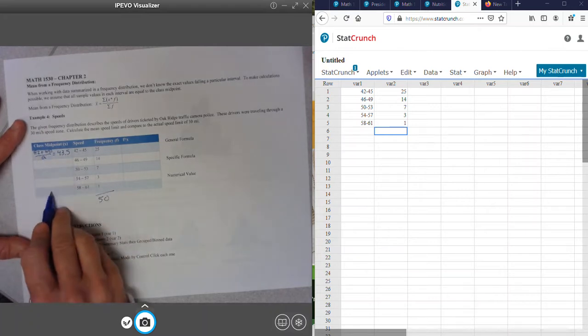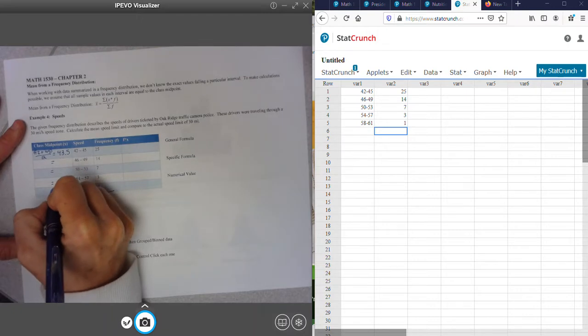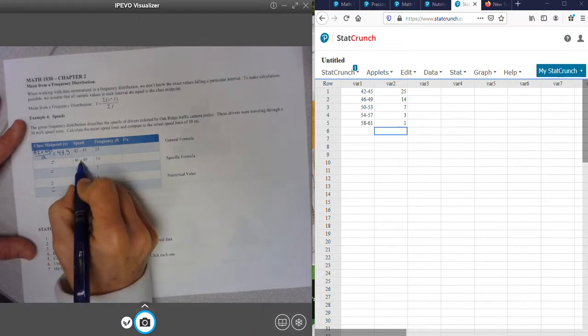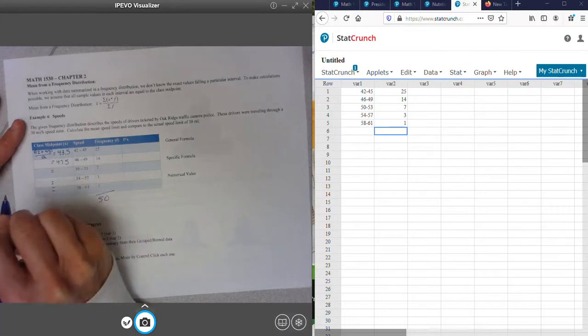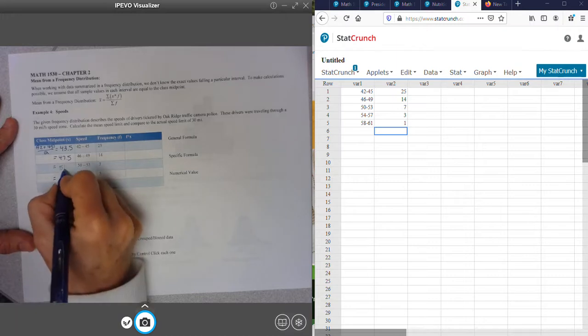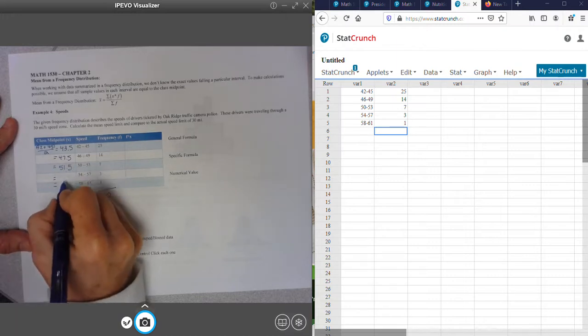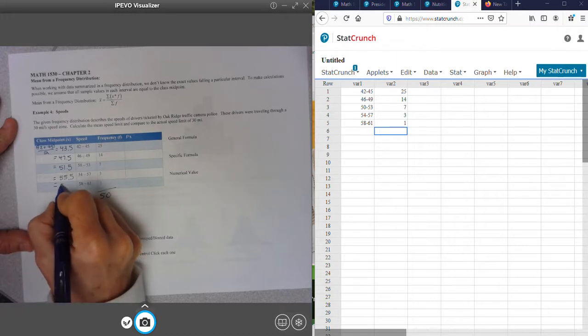So we would just do the same for each class to get the class midpoint. The middle speed here in this class would be 47.5 miles per hour. This one would be 51.5. This is 55.5 and 59.5.